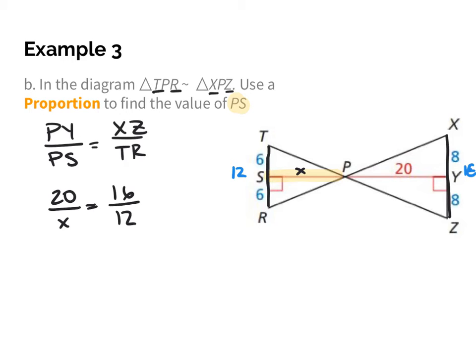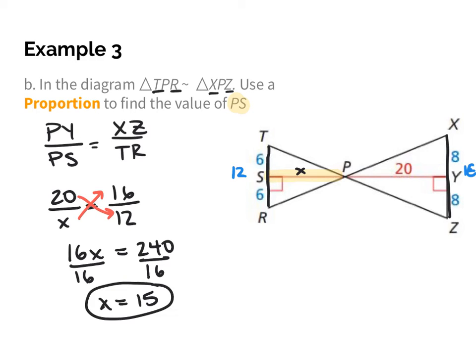But now that I want to solve this, what I'm going to do is solve this proportion by cross multiplying. Okay, so I'm going to take 16 times x, which would give me 16x, 20 times 12, which will give me 240, and then lastly, I want to divide both sides by 16, which is going to give me then 15 for x. So I know that that unknown side, P to S, is going to be 15. So here I'm setting up a proportion in order to solve.